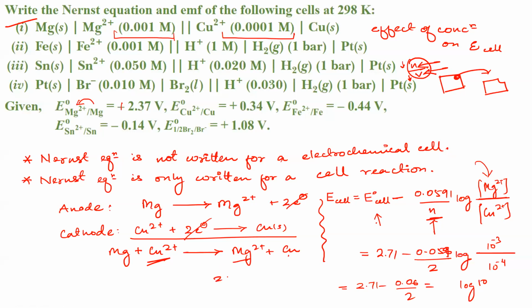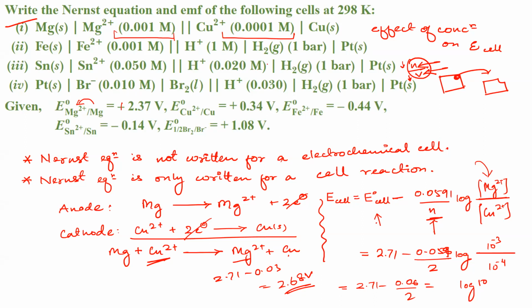So 2.71 minus 0.03, right? How much will it become? Subtract 3 from 71. 2.68, right? 2.68, right?